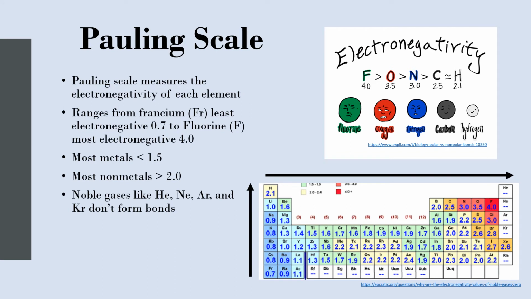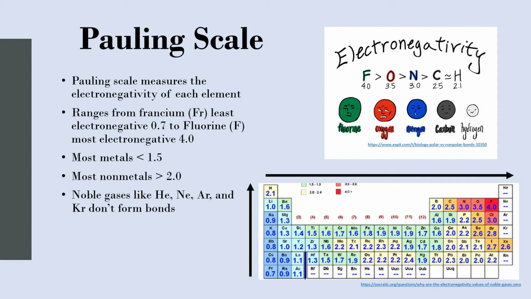Okay, so the Pauling scale measures the electronegativity of each element. It ranges from francium, the least electronegative, with a value of 0.7, to fluorine, the most electronegative, with a value of 4.0. If we look at the periodic table shown below, we can observe that most metals have a value less than 1.5, and most nonmetals have an electronegativity value greater than 2.0.